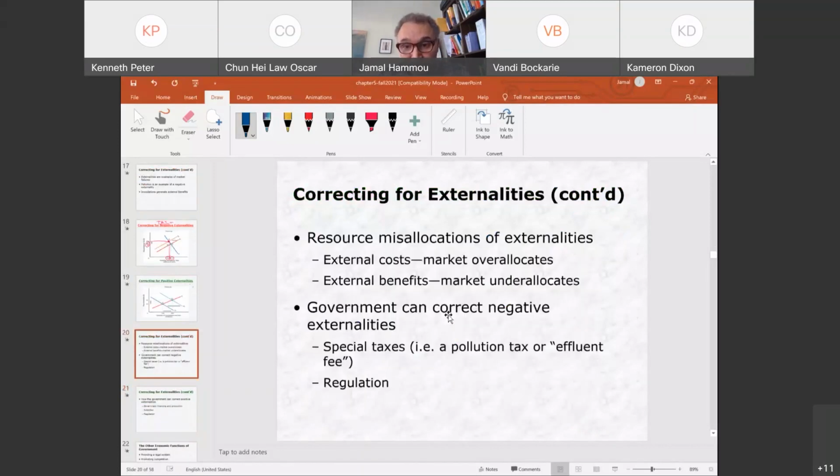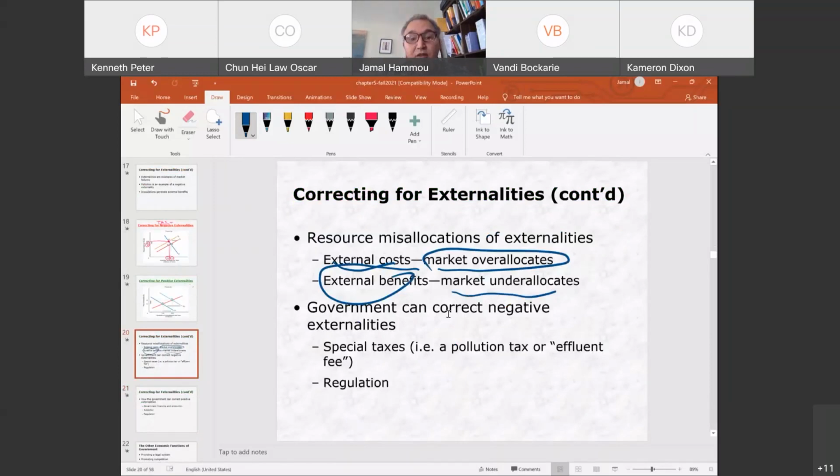Okay, so it's very, very important. So, misallocation of resources due to externalities. If we have an external cost, meaning if we let the market work by itself, this market failure, the market will over-allocate resources. If we have an external benefit, the market will under-allocate resources, and the government can correct these externalities or spillovers. If it's negative, we will use special taxes, pollution taxes, or regulations.